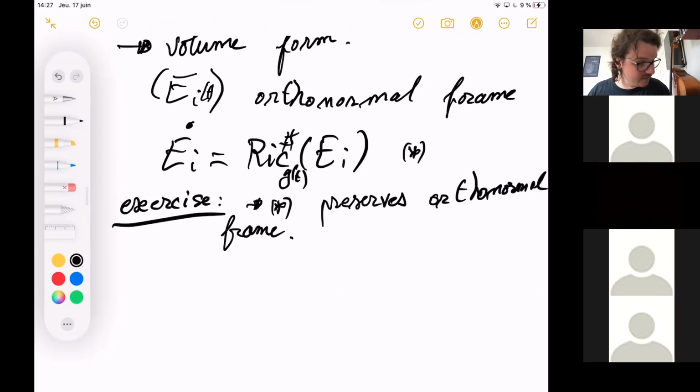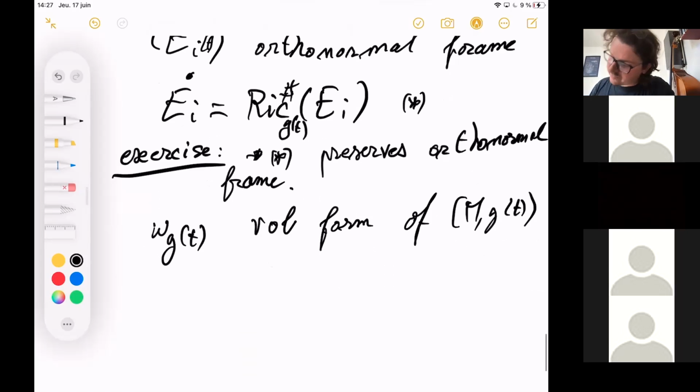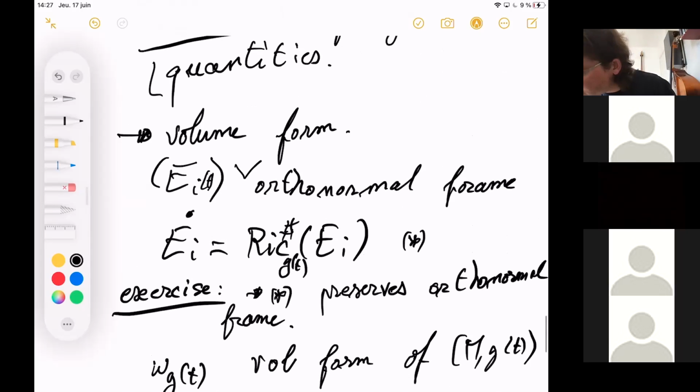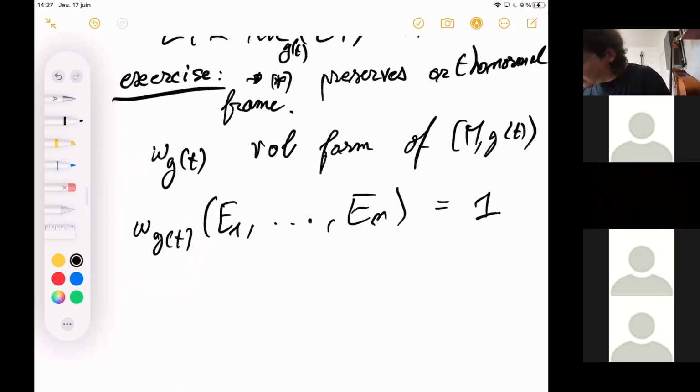Okay, so now what do we do? So let omega_g(t) be the volume form of (M, g(t)). Then what do we have? We know that omega_g(t) of e_1 up to e_n, so the volume form evaluated on an orthonormal basis, is equal to 1. So yeah, let's assume that it's oriented. And then what we can do, also, let's differentiate that.